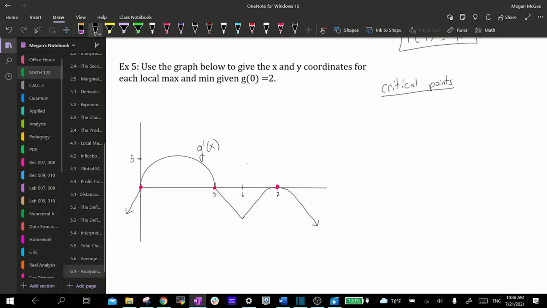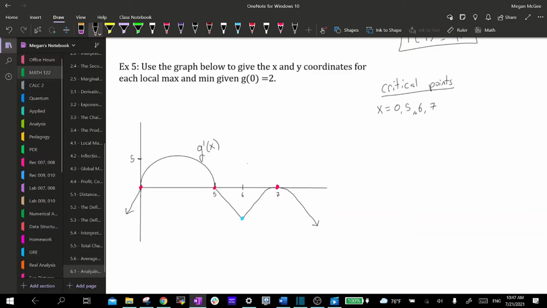Okay, and it's undefined in a few locations, one of which being where we have a sharp point. All right, remember things happen too quickly at sharp points. Things change too fast. So our derivative is undefined at this point, x is equal to 6. So our critical points will be x is equal to 0, 5, 6, and 7.